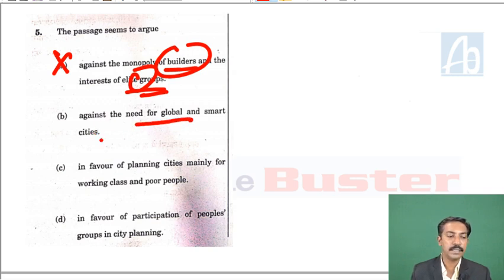This is a little beyond the text. It doesn't argue or demand the need for global or smart cities. It just laments the fact that our city planners still follow a static development plan. So B can also be eliminated.